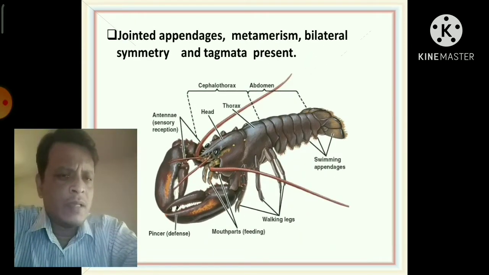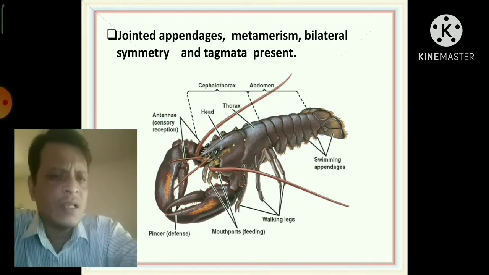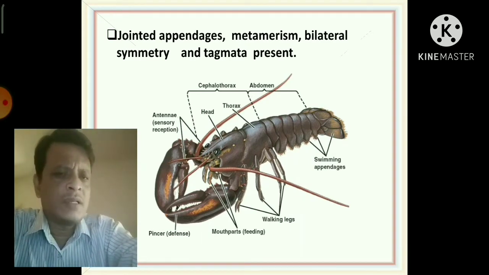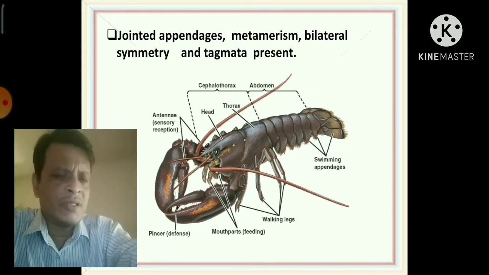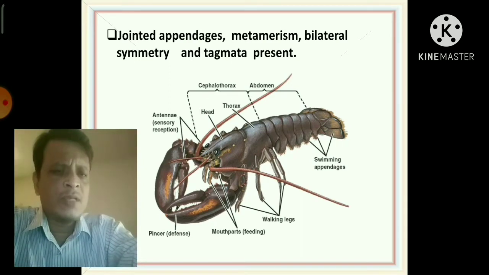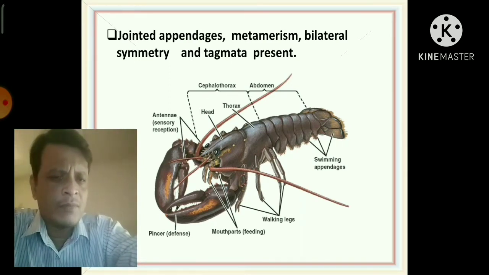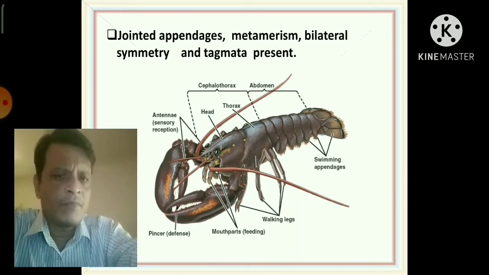If you look at this figure very minutely, you can see that this appendage is jointed. Metamerism is present because the animals belonging to the phylum Arthropoda are metameric animals. The body consists of numerous segments, but most of the time the segments are dissimilar. So heteronomous metamerism is found in the animals of the phylum Arthropoda, and they are bilaterally symmetrical.